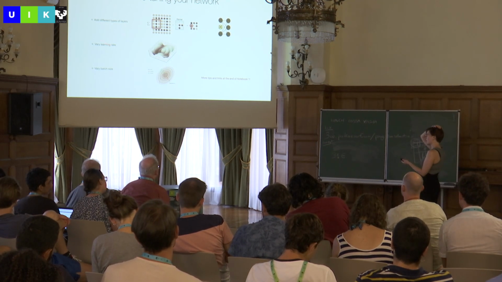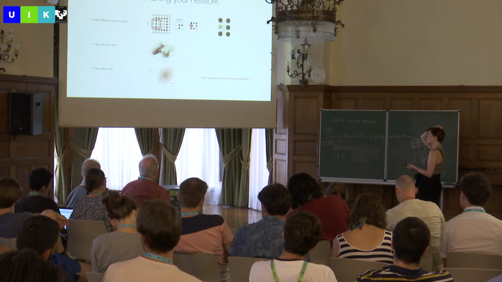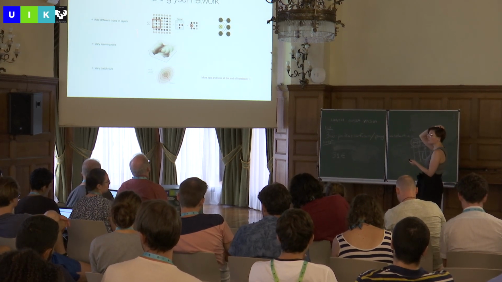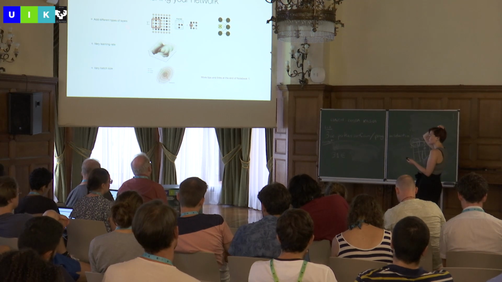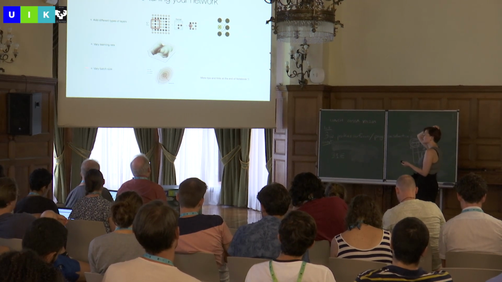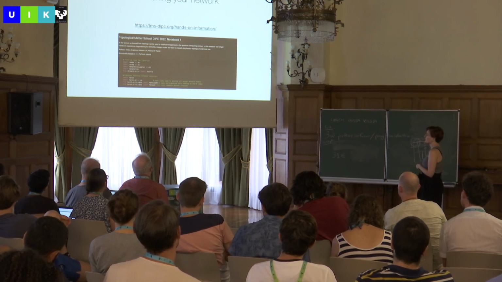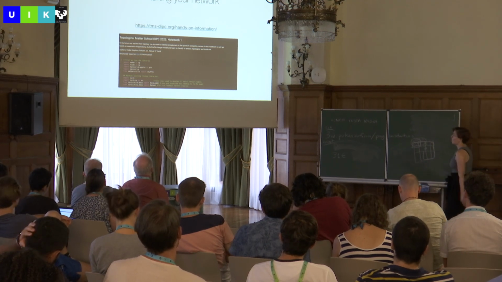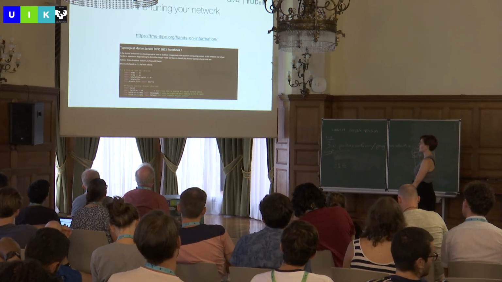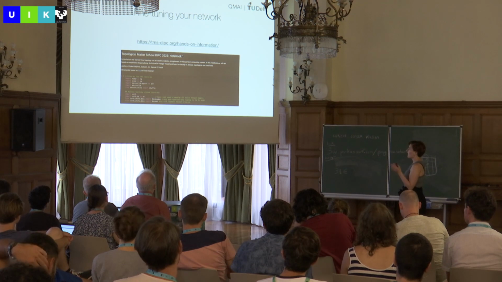So I just wanted to highlight these three things you can do. You add more layers. You can also change the number of neurons within the layer. You vary the learning rate. You vary the batch size. And that's it. OK, now we can finally go look at the code.